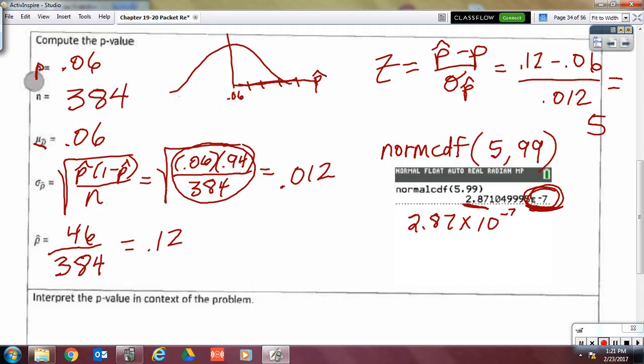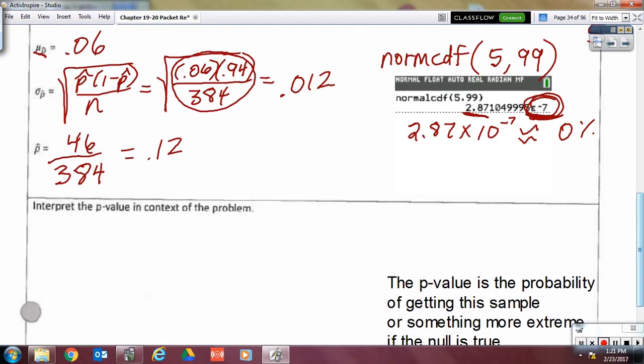Is that really big or really, really small? Super, super small. So I'm going to put that's about 0%. Yep, you can just put 0%. So let's remember my notation, the probability of getting a p hat that is greater than 0.12 is 0.